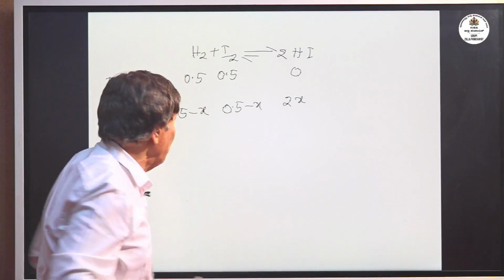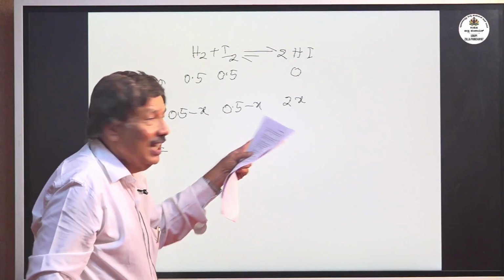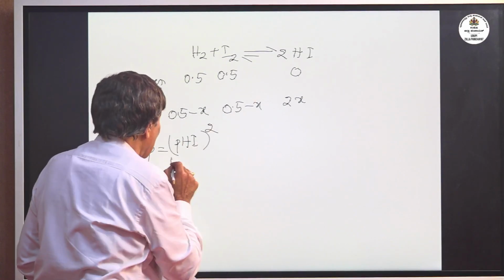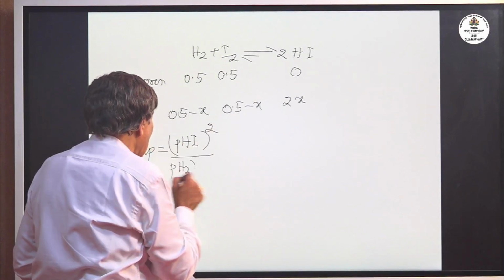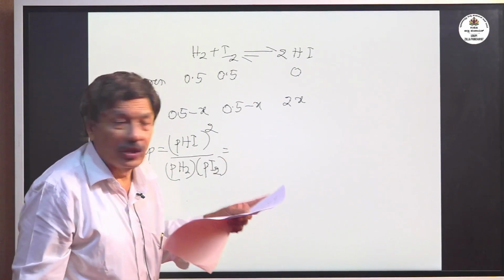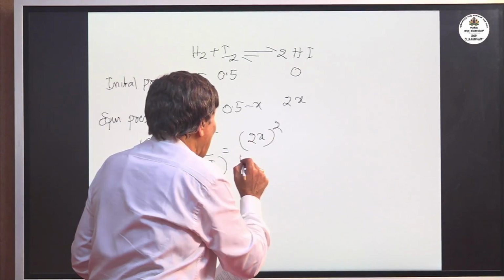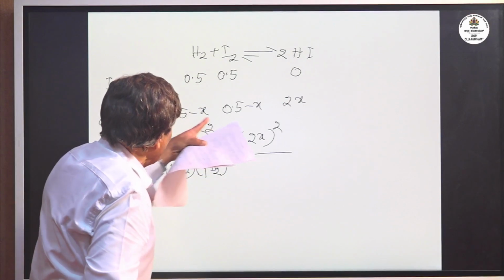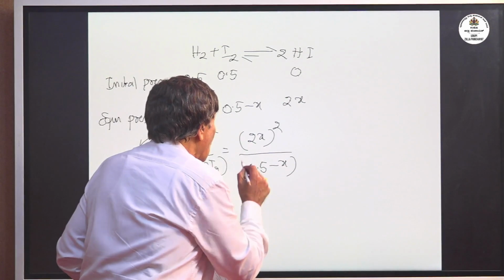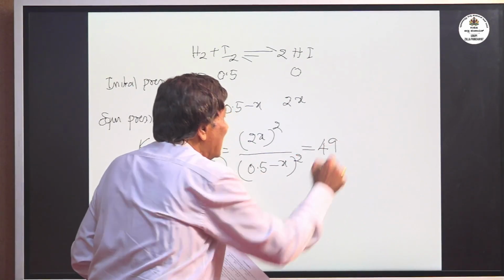Then how will you write Kp for this? Kp is equal to, I don't want to write the expression, partial pressure of HI squared, the product side, divided by partial pressure of H2 into partial pressure of I2. That's what I have written. Now let me substitute. Partial pressure of HI, 2x whole square, divided by, both are 0.5 minus x, 0.5 minus x. I can write it as 0.5 minus x whole square. This is equal to, they have given it as 49.